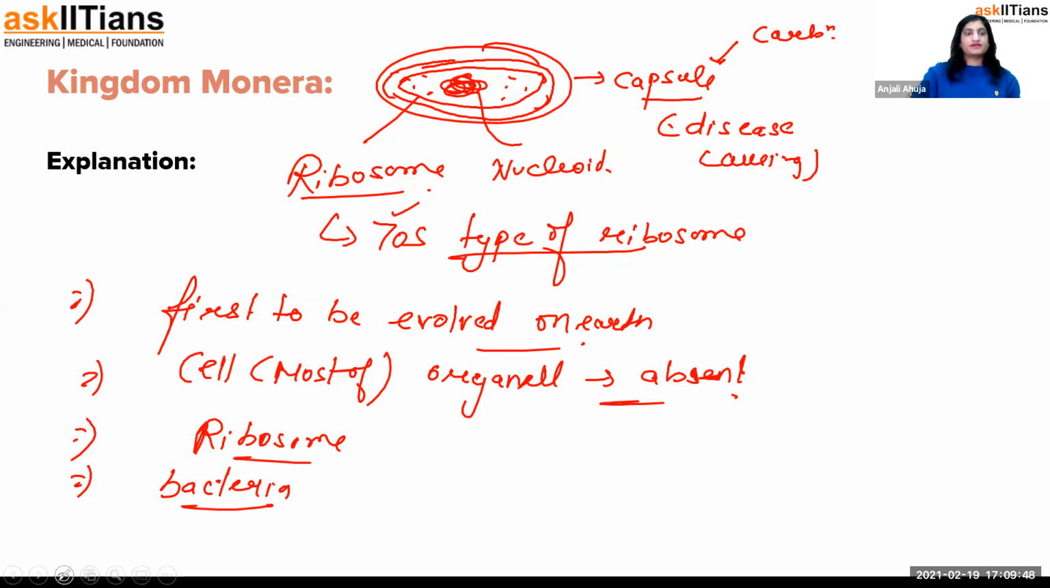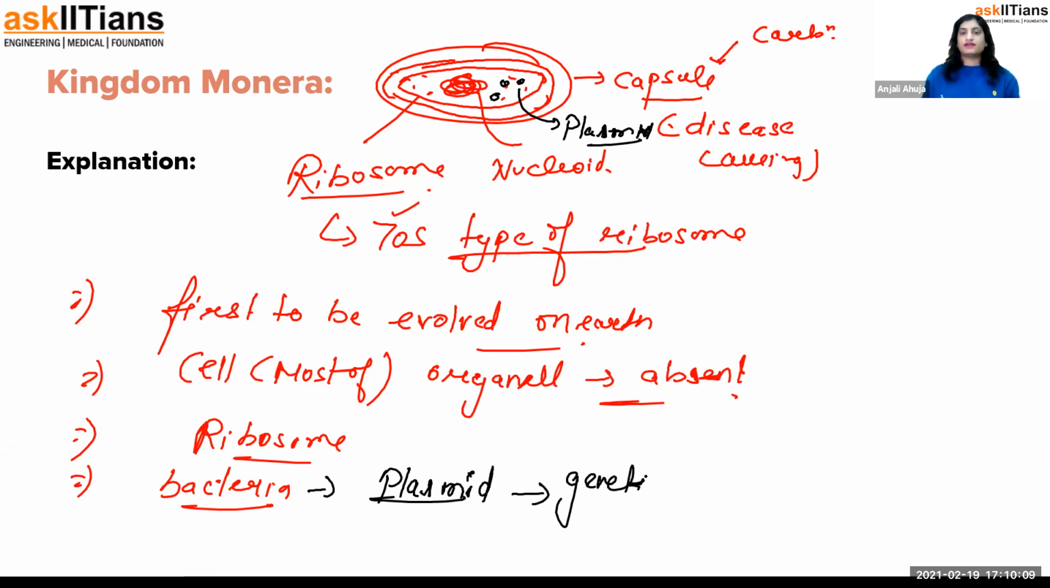Let me change the pen color. Like suppose this is the bacteria. Other than this, there are circular DNA present in them which is known as plasmid. Plasmids are really very special because they help in genetic engineering experiments. It is used in genetic engineering experiments. I have to escape it up so that my writing becomes smooth.